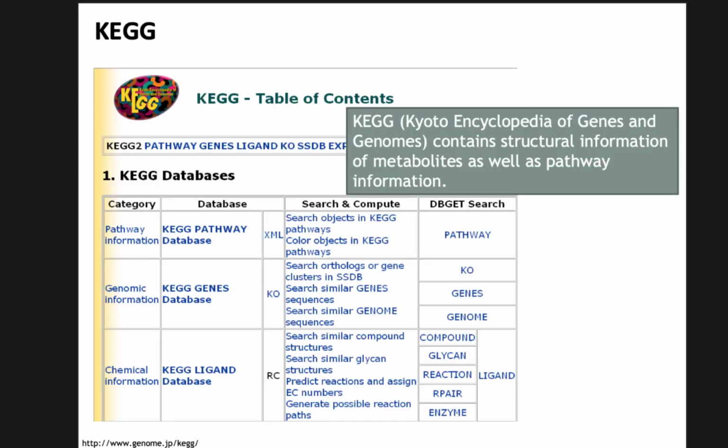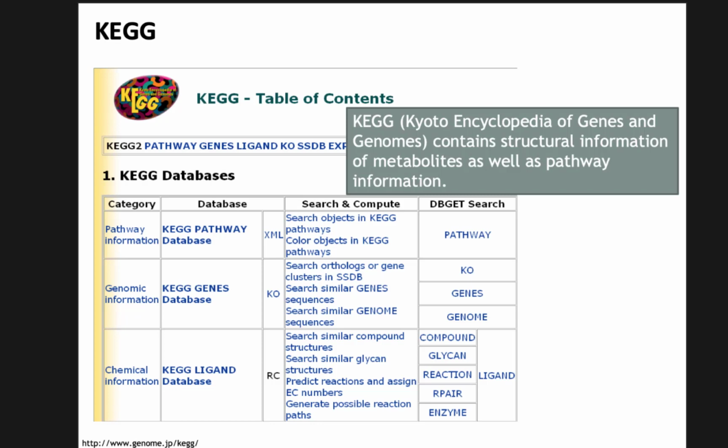The next set of resources are databases for pathways. Most of you will have heard of KEGG, the Kyoto Encyclopedia of Genes and Genomes. Here we can find metabolite structures. Basically, for everything that is in their pathway maps, they also have the structure of the metabolites. You can download them. But more importantly, they actually have information on how these metabolites are connected in metabolic networks, and that can be helpful.